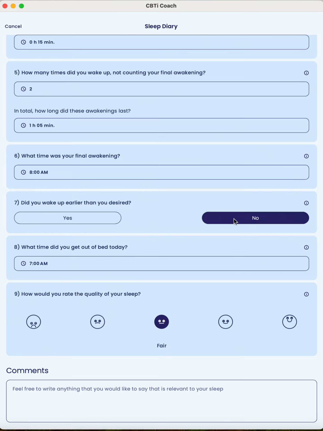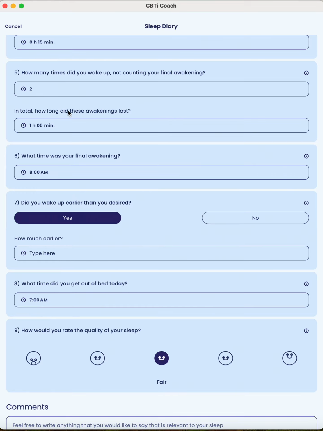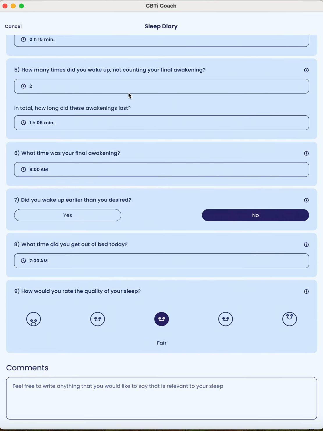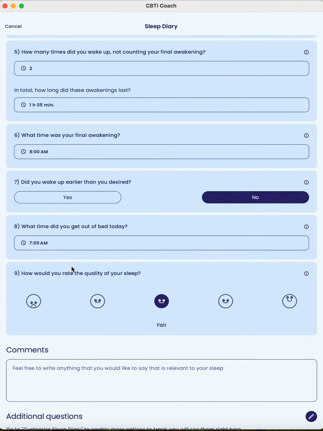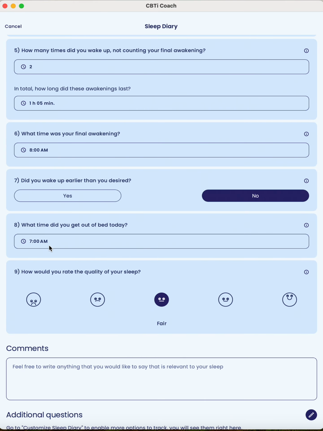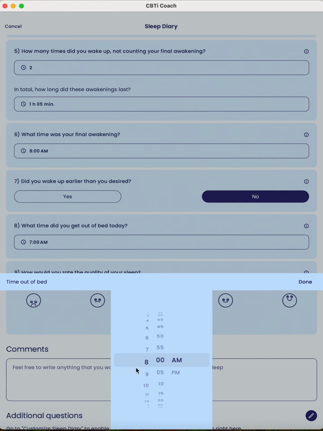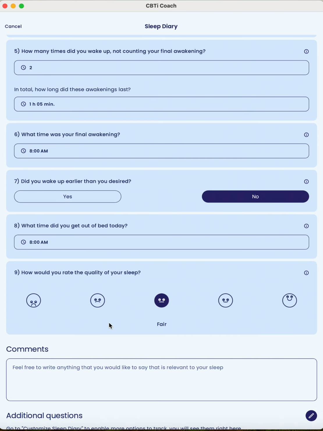Sometimes this trips people up. People will say, yes, I woke up earlier than I desired because I had that 6 a.m. wake up. We don't need to say that here because you did wake up at 8 a.m. and we have already logged that early morning or that middle of the night awakening, that 6 a.m. awakening here. What time did you get out of bed? Again, this is physically what time did you get out of the bed. So let's say we got out of bed right away. Our alarm went off at 8. We got out of bed at 8.